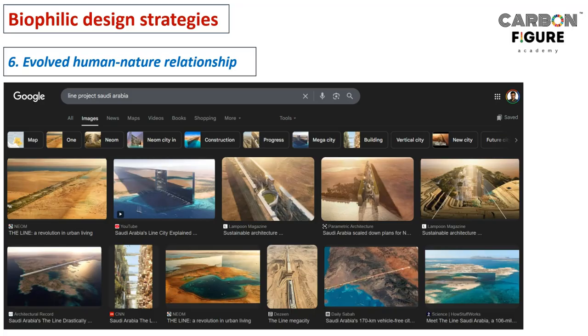But we should not misconceive that only such huge projects should focus on the human-nature relationship. If you are simply constructing one small room on top of your terrace, there also you can think about how to establish these principles in that single room, right? It is that simple. That's what we should understand.